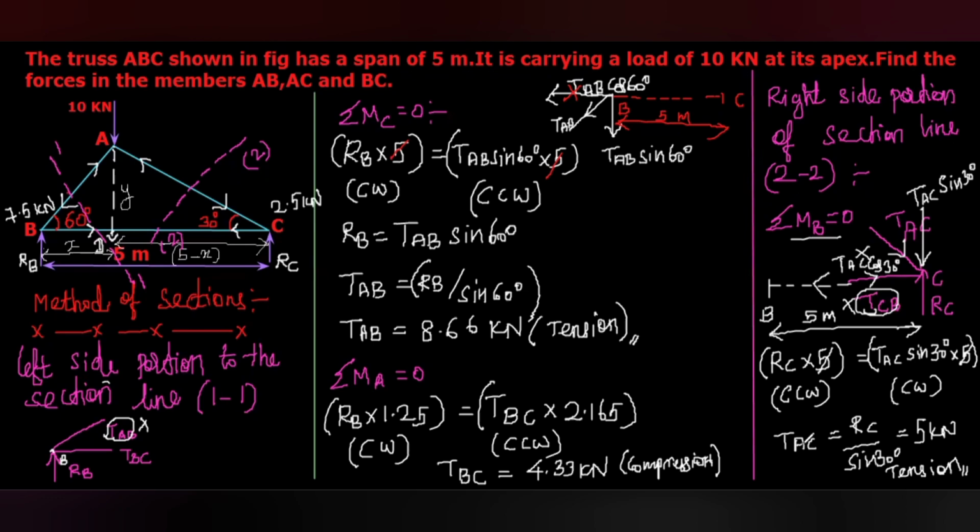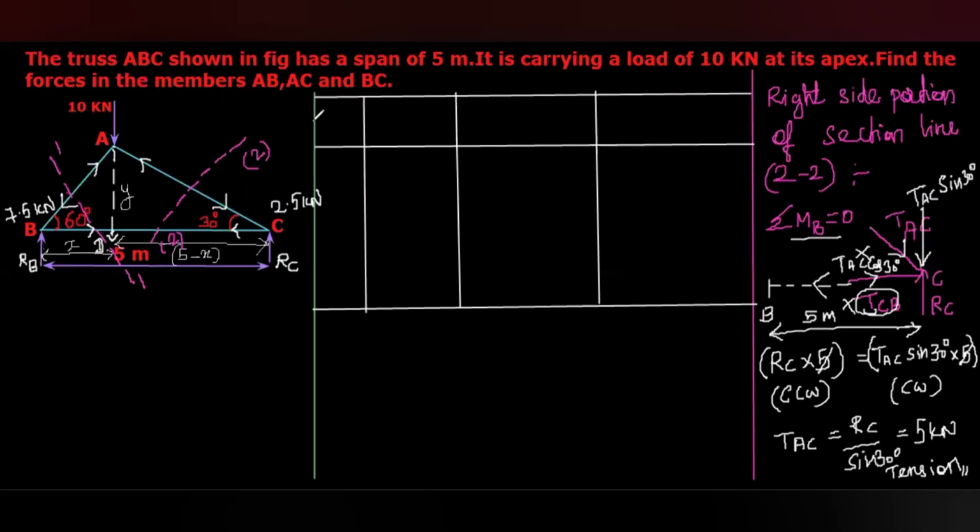Okay. So now I'm going to discuss the force table. First one, the serial number. The second one is members. Third one, magnitude of force. Here everything is mentioned in kilonewton, so I'm going to put it commonly here. Then the nature of the force in the member.